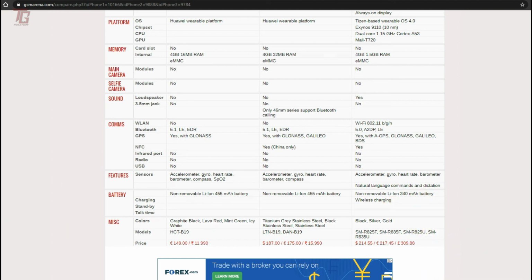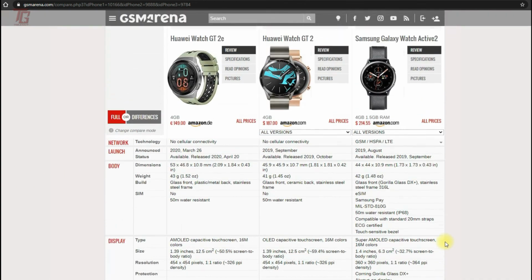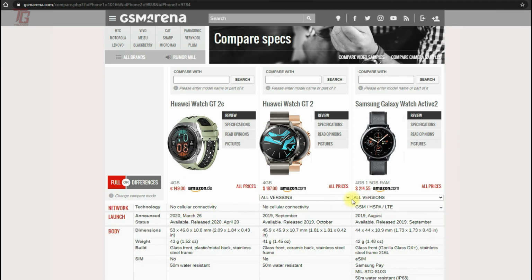If you intend to buy any of these watches, I have tried my best to provide you with all the information that I have, for you to better judge and support your choice.